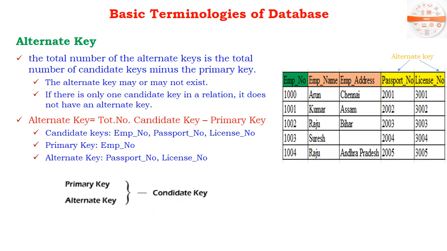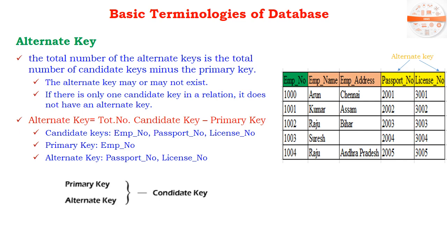Alternate key. The total number of alternate keys is the total number of candidate keys minus the primary key. The alternate key may or may not exist. If there is only one candidate key in the relation, it does not have any alternate key. At least a minimum of two. The formula is alternate key equals total number of candidate keys minus primary key.